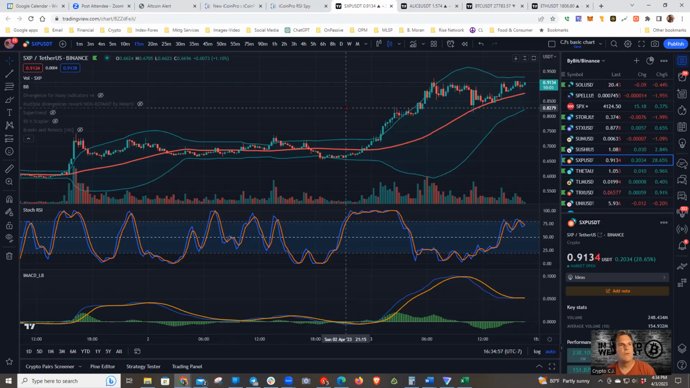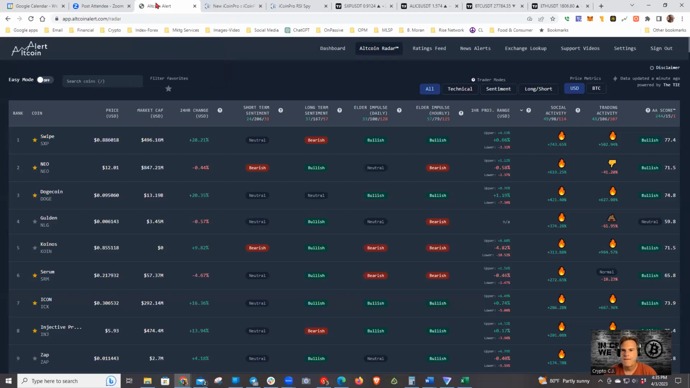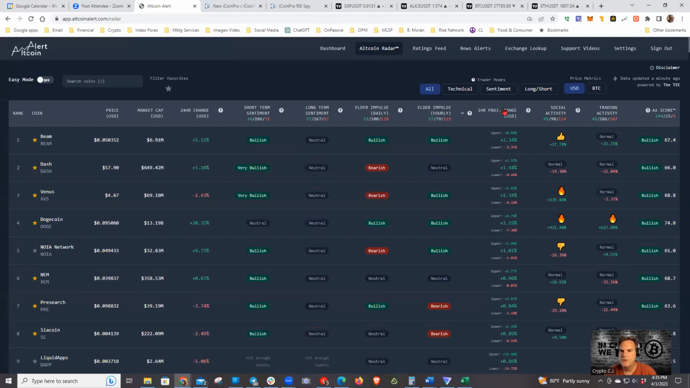Okay, we will do one more on Altcoin Alert before we head to iCoinPro. So that was a social activity sort. I've also looked at this 1 hour projected range. I don't see anything good here. I want to see this average be probably 4% or higher. And the highest one I have is 2.3.